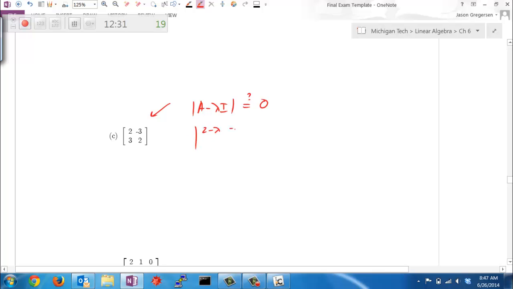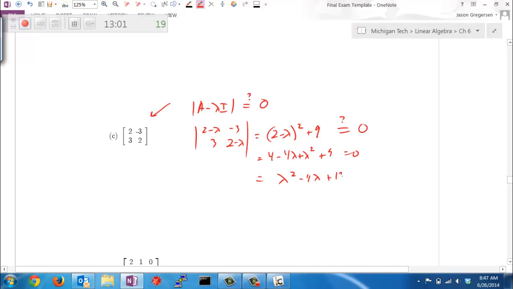It's 2 minus lambda, negative 3, 3, and 2 minus lambda. I'll calculate that determinant. I'll be getting (2 minus lambda) squared plus 9, so minus negative 9. The question is, when is that equal to 0? I'll have to expand this out and reorganize it. This looks like 4 minus 4 lambda plus lambda squared plus 9 equals 0. Lambda squared minus 4 lambda plus 13 equals 0. Only factors of 13 that I know are 13 and 1. I can't make those add or subtract to negative 4, so I can't see a factorization.